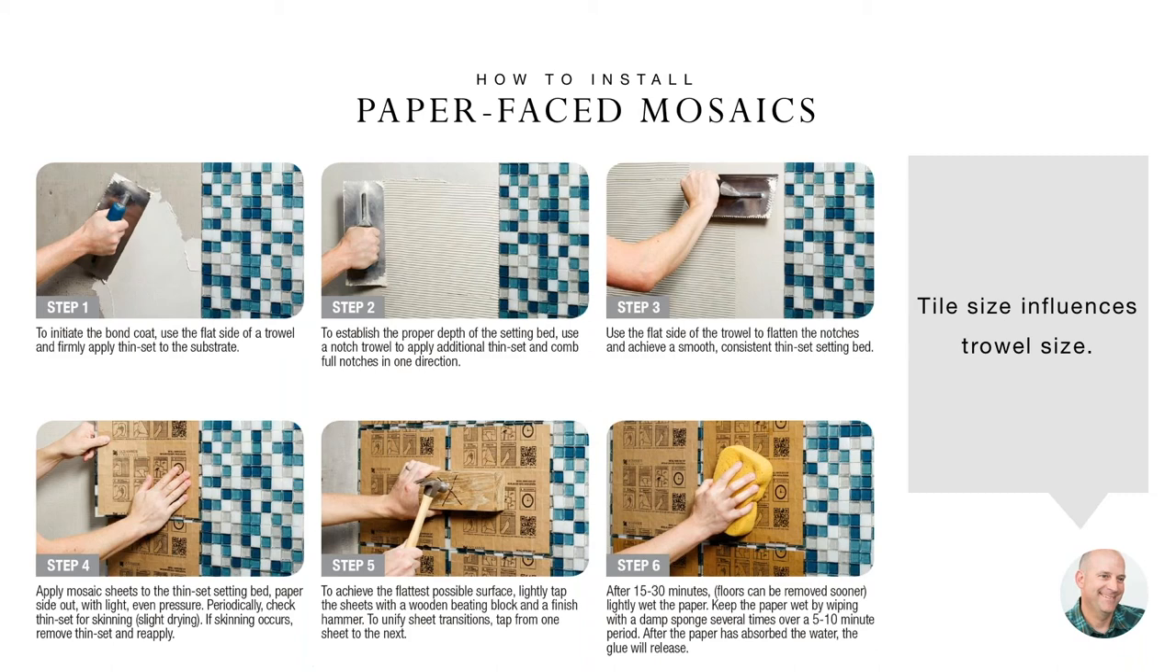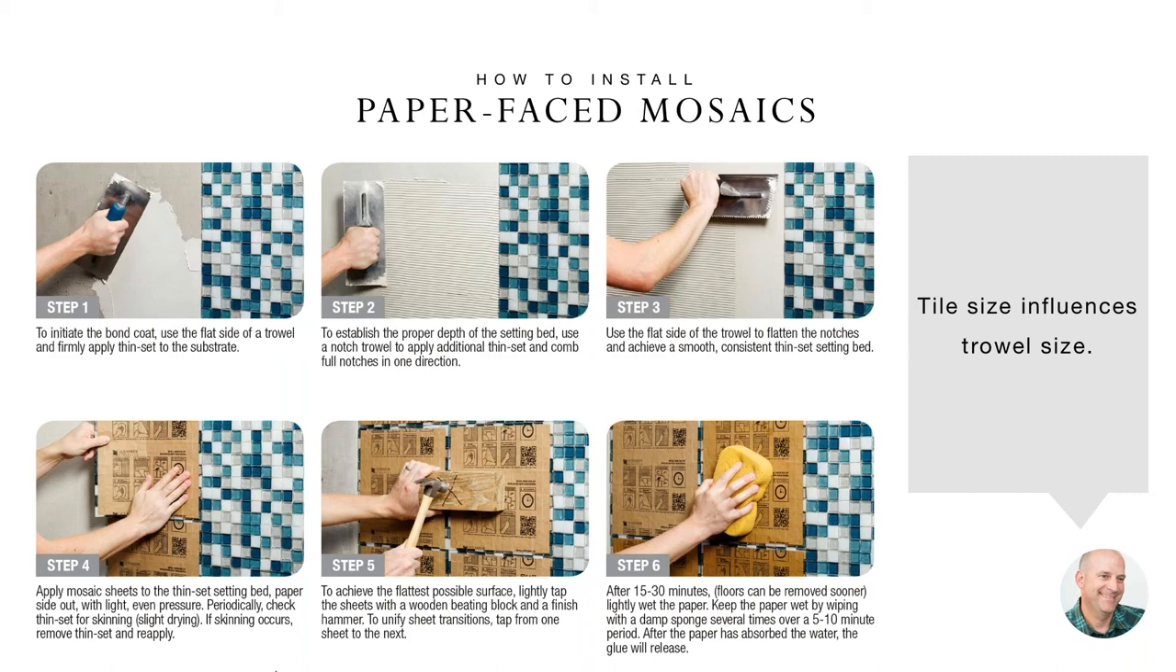Then you're going to set the paper face mounted product into the thin set while it's still fresh. And then you're going to use a wooden beading block and a hammer to tap it in. This is going to give you the most flat, uniform surface. We don't recommend using a rubber grout float or a steel trowel at this point because those tools have a tendency to compress a little bit, particularly a rubber grout float.